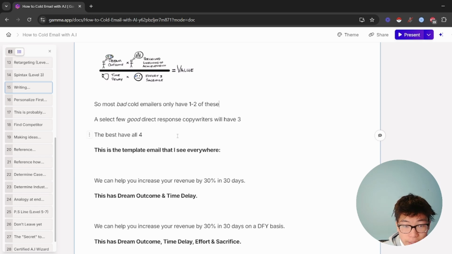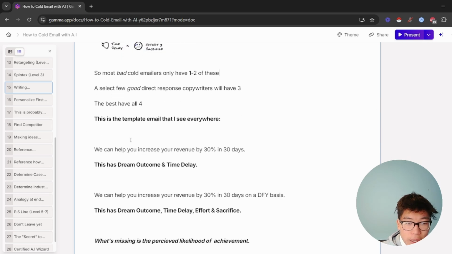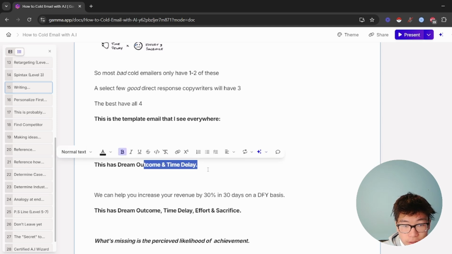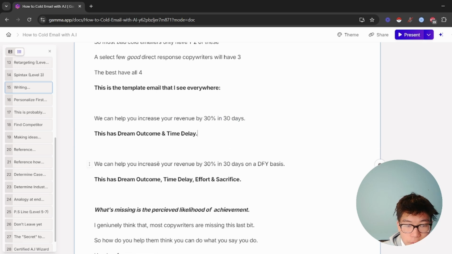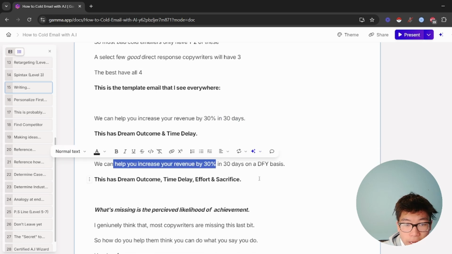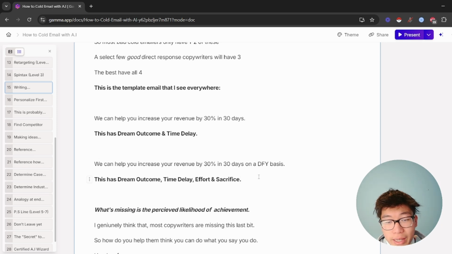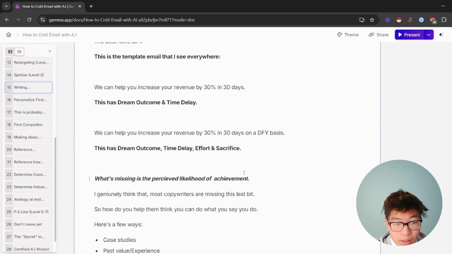This is a template email that I see everywhere. "We can help you increase your revenue by 30% in 30 days." So this has the dream outcome, which is increased revenue, and it has time delay. That's about it. "We can help you increase your revenue by 30% in 30 days on a done for you basis." Then obviously we're going another step up. This has a dream outcome, time, effort and sacrifice. What's missing is the perceived likelihood of achievement.